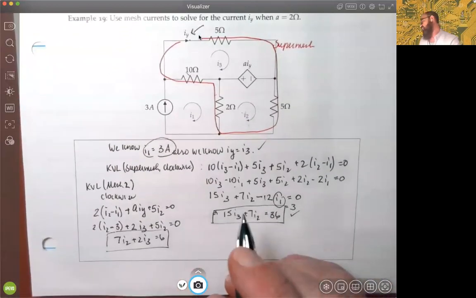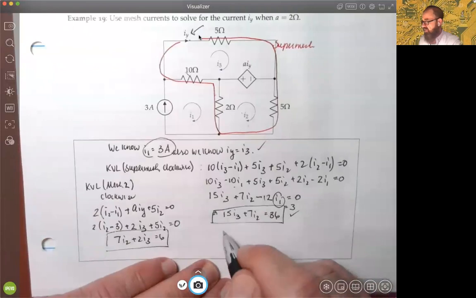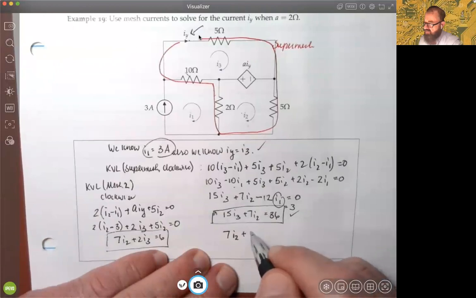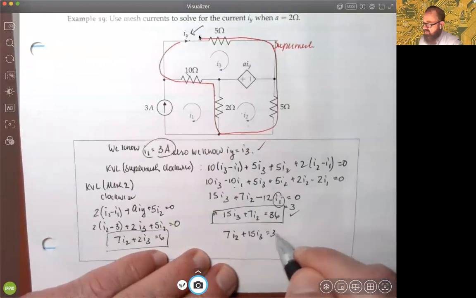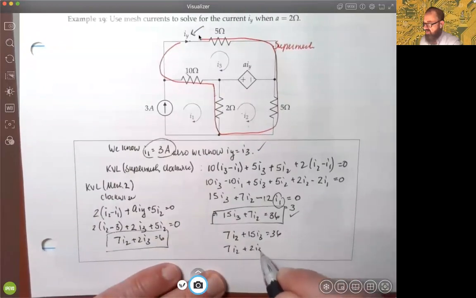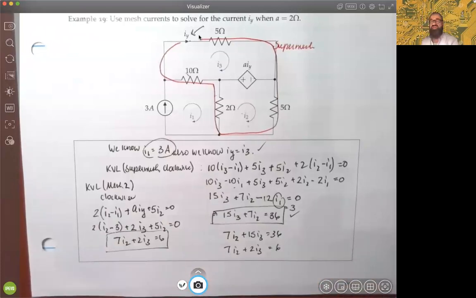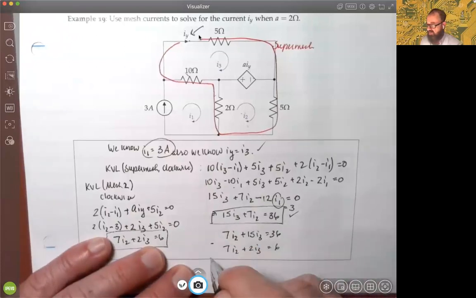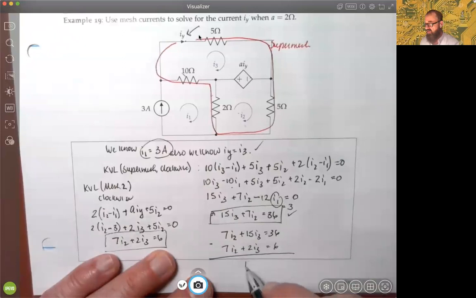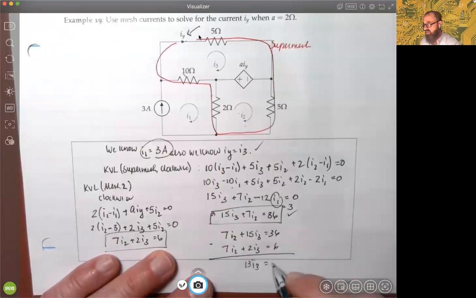This is not too bad. Let's flip this one around and put things in order. The first equation is 7 times I2 plus 15 I3 equals 36. The next equation is 7I2 plus 2I3 equals 6. And you can preserve the solution by adding them, or in this case, subtracting them. If we subtract them, that's why we like this: it wipes out the I2 term. 15 minus 2 will give you 13 I3, and 36 minus 6 gives you 30.